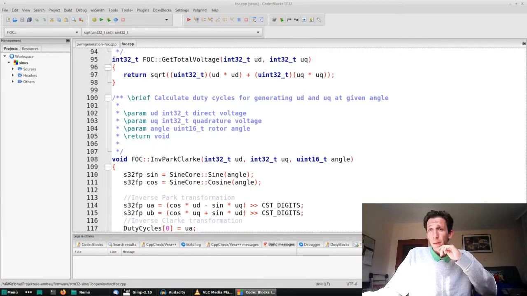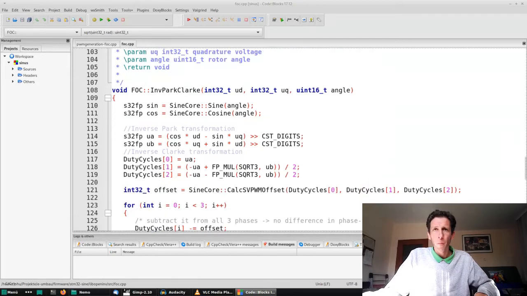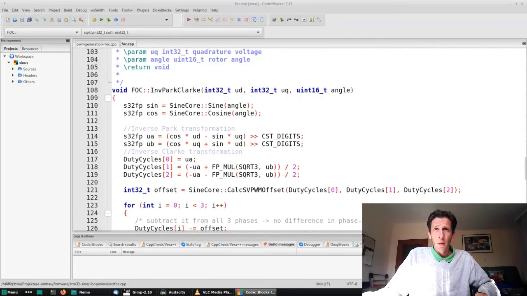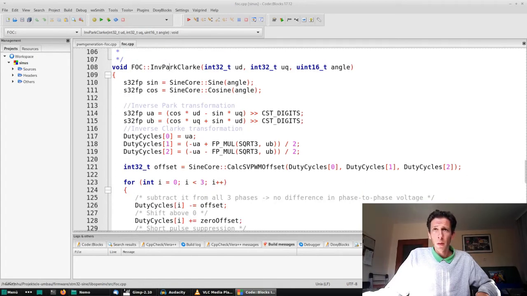Yeah, so this saves a lot of lookup table stuff. Okay, and finally we have the inverse Park and Clark transformation. Again, we are calculating the sine and cosine again. More optimized version: save these sine and cosine values because they are the same ones used in the forward transformation. But I mean, this is just a table lookup, so I couldn't be bothered to optimize that.